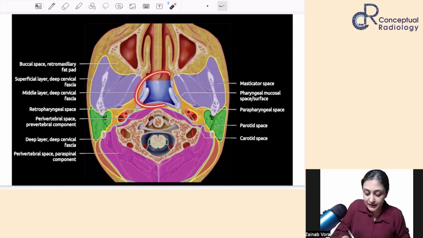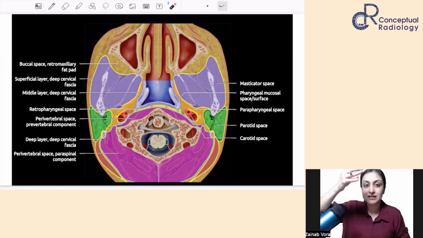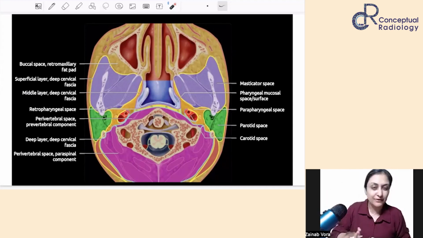What was the function of the middle layer? This part is my mucosal, visceral. Upper pharyngeal mucosal, below visceral. Alphabetical order, that's how you remember it. So you can see this purple lining. Purple lining is my pharyngeal mucosal space.